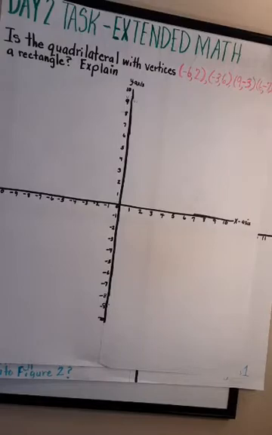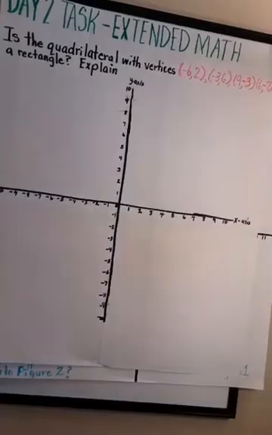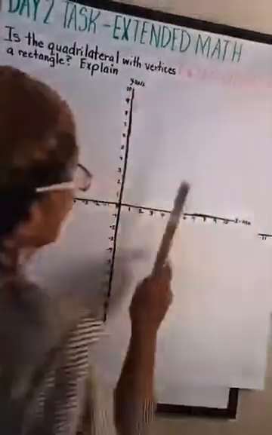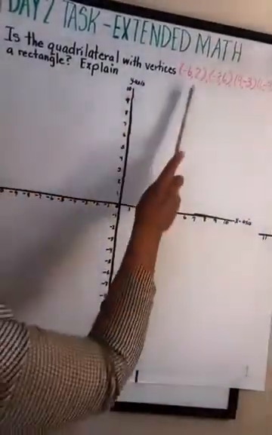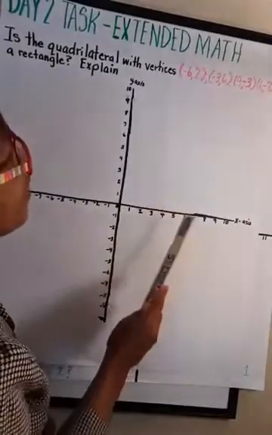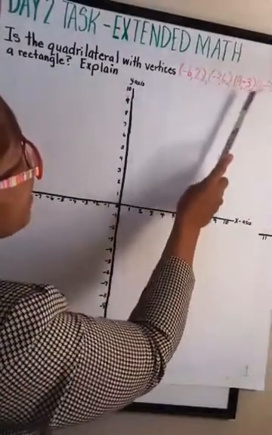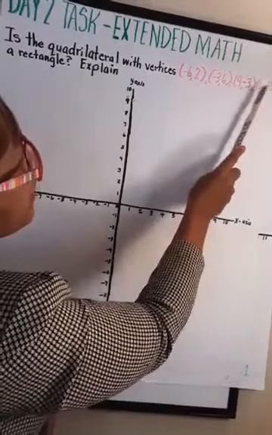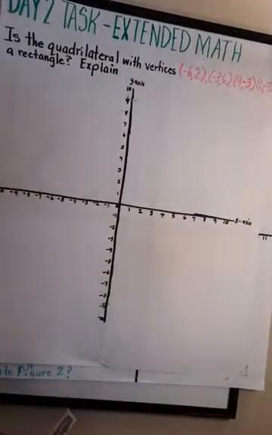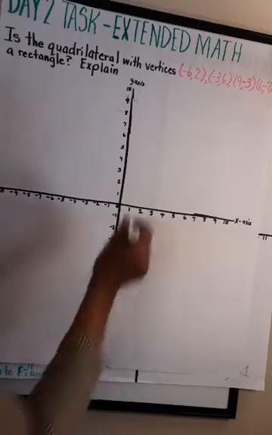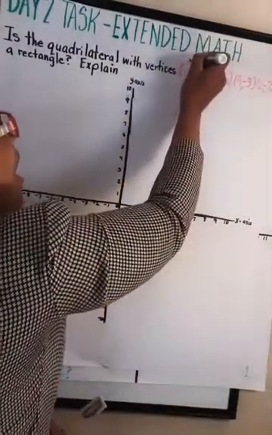Okay, let's look at it together. You got a set of points here: (-6, 2), (-3, 6), (9, -3), and (6, -7). First of all, you got to know that this is the X and this is the Y.